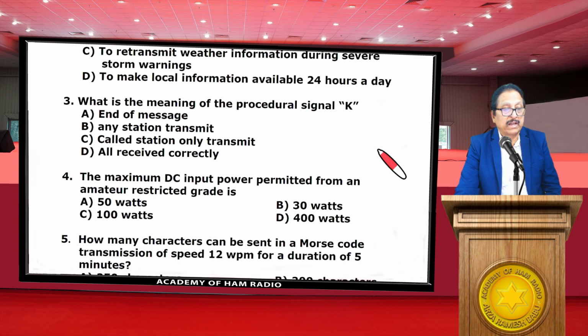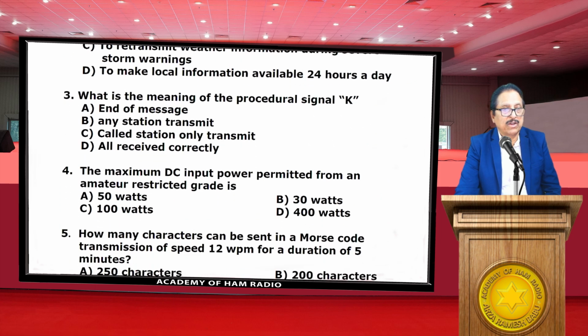And question number 3. What is the meaning of the procedural signal K? Here the procedural signal K is any station to transmit. Here also Bravo is the correct option. Right answer. That means any station can take up the transmission.